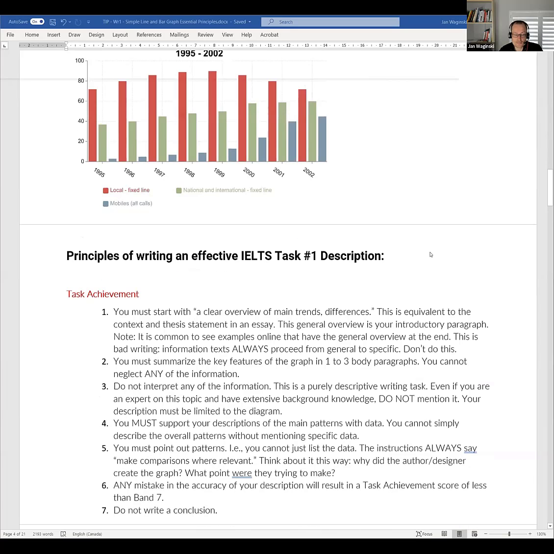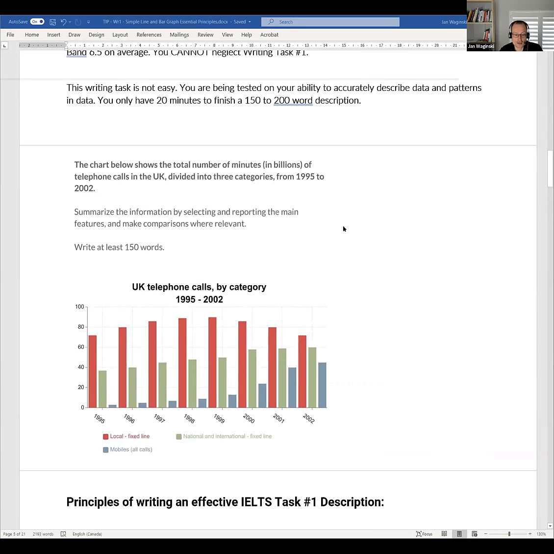So let's look at a typical example of a bar graph. It'll say something like the chart shows the total number of minutes in billions of telephone calls in the UK, divided into 3 categories from 1995 to 2002. So it's a completely descriptive writing task. There's no opinions. There's no deeper analysis. You don't bring in any background information. It's just a picture, and then you need to describe it in words. You need to find the main patterns that are in the graph and describe them.